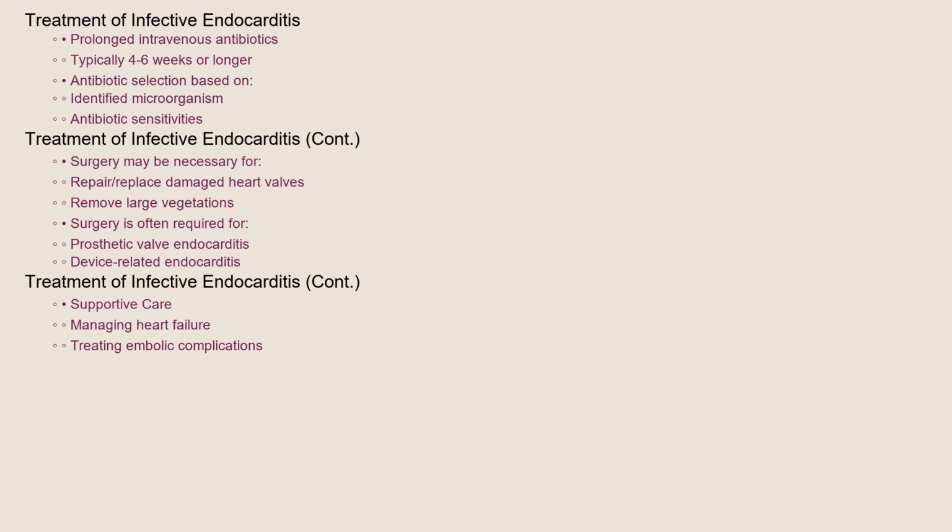Treatment for infective endocarditis typically involves a prolonged course of intravenous antibiotics, usually lasting 4 to 6 weeks or longer. The specific antibiotics used depend on the identified microorganism and its antibiotic sensitivities. In some cases, surgery may be necessary to repair or replace damaged heart valves or to remove large vegetations that are causing complications. Surgery is also often required for prosthetic valve endocarditis or device-related endocarditis. Supportive care, such as managing heart failure or treating embolic complications, is also an important part of the treatment plan.